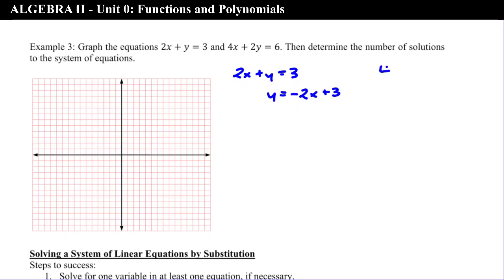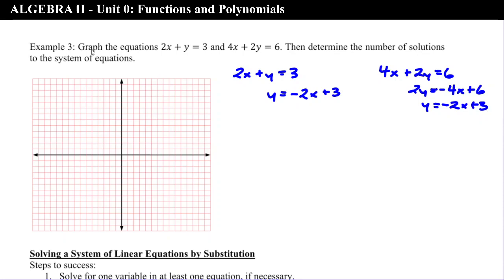Then we go to the other equation. We get 4x plus 2y equals 6. Well, we subtract 4x from each side. That gives us 2y equals negative 4x plus 6. And then we divide each side by 2. That gives us y equals negative 2x plus 3. And lo and behold, we have two equations that are exactly the same. So even though they did not look the same initially, this is actually the same graph.